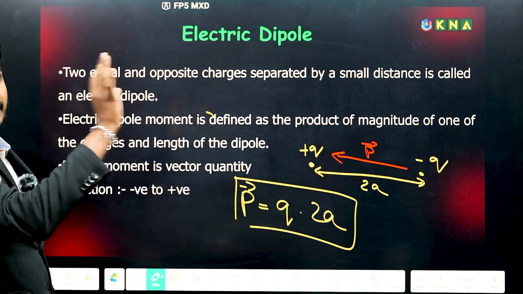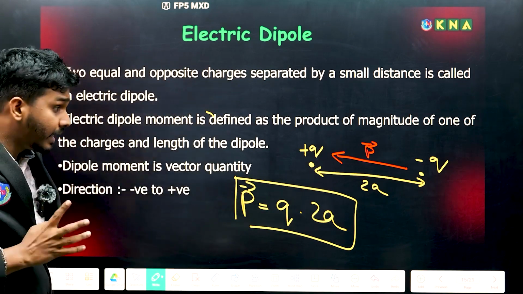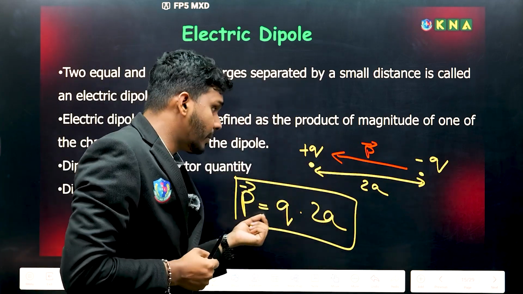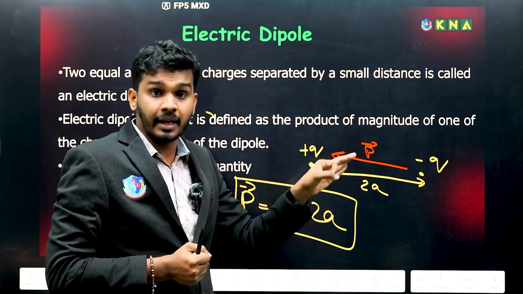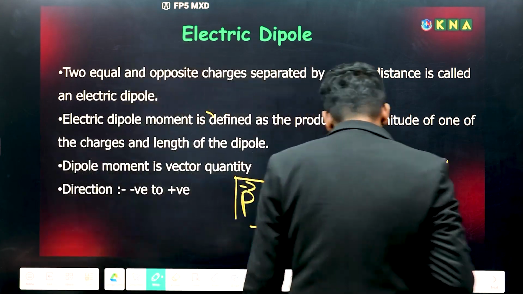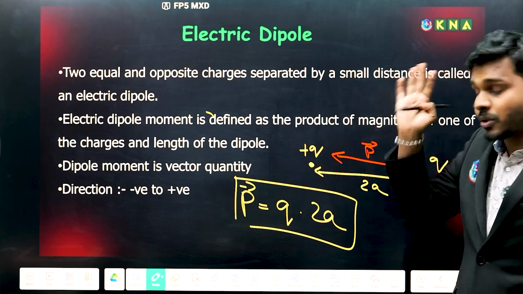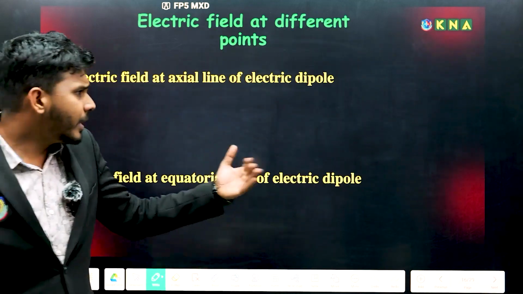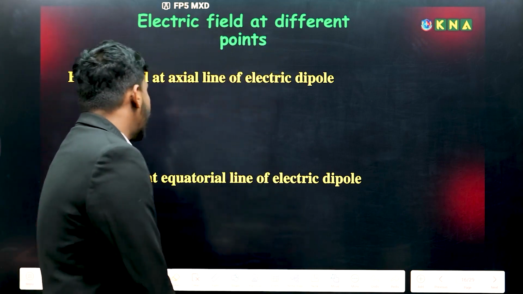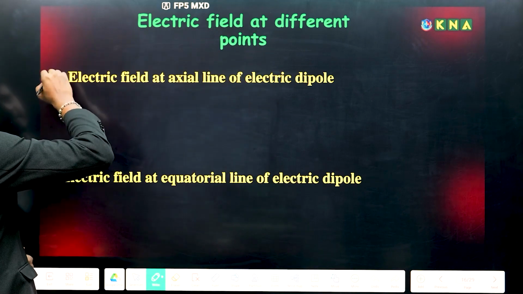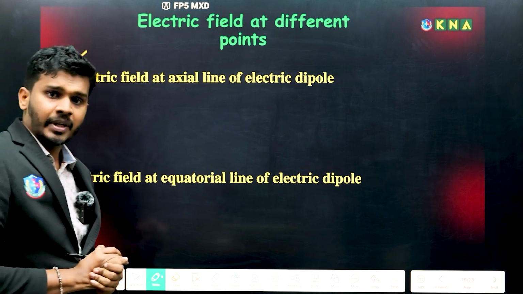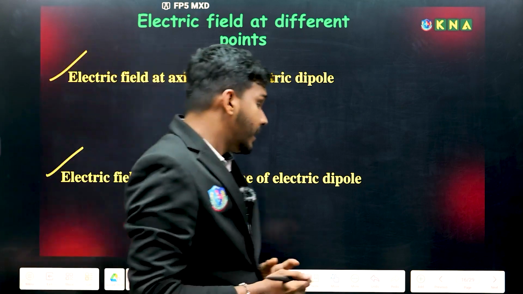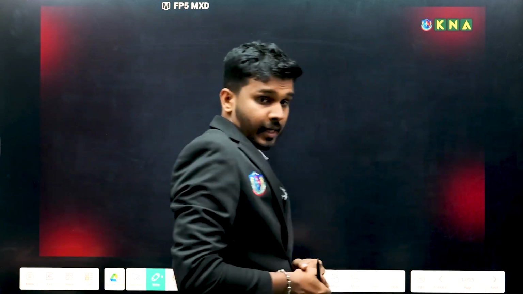Very important. What is an electric dipole? Two equal and opposite charges separated by a distance. Electric dipole moment is charge into distance. It is a vector quantity. Direction is from negative to positive. That is the direction of dipole moment. Then we want to understand the electric field at the axial line of an electric dipole, and also at the equatorial line of an electric dipole.